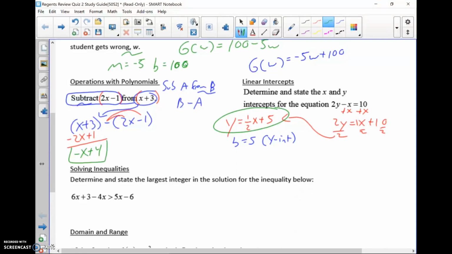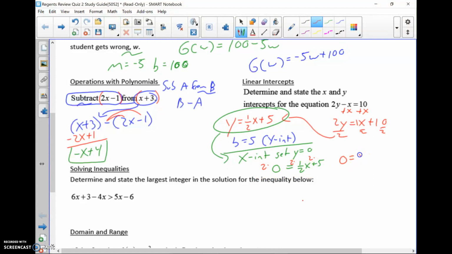But algebraically, if I want to find the x-intercept, what I could do is take my equation here and set y equal to 0. So let me just separate this. For the x-intercept, you set y equal to 0. And so we'll make that 0 equals half x plus 5. I can multiply everything by 2 here to get rid of my fraction. If I do that, times 2, times 2, times 2, that's going to be 0. All right, 2 times 0 is 0.